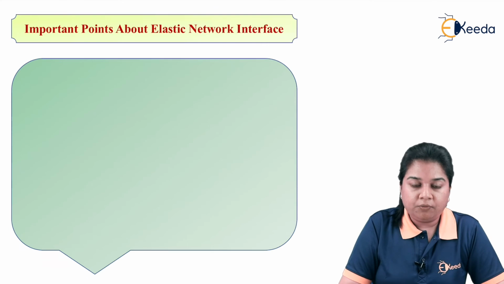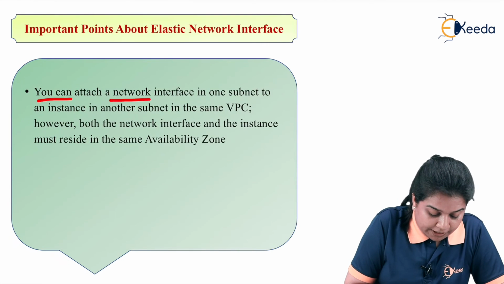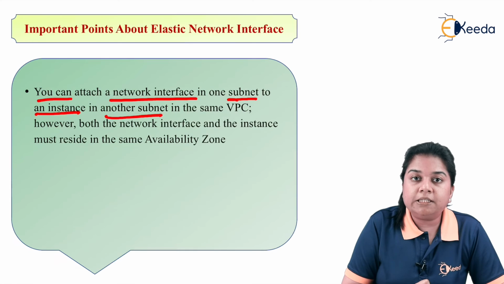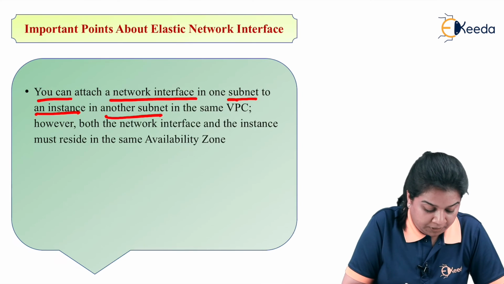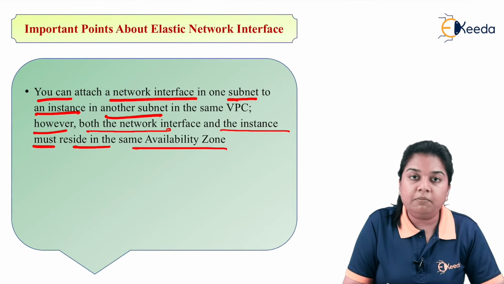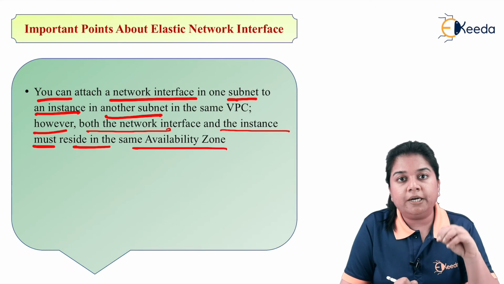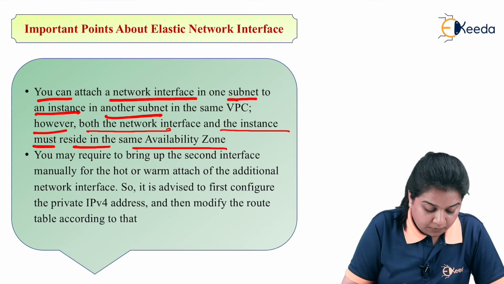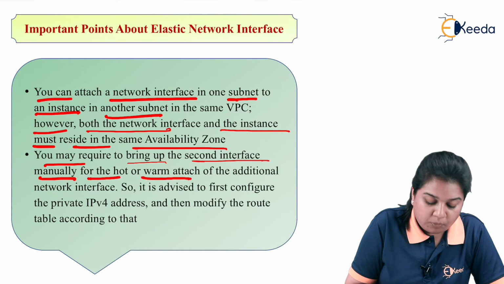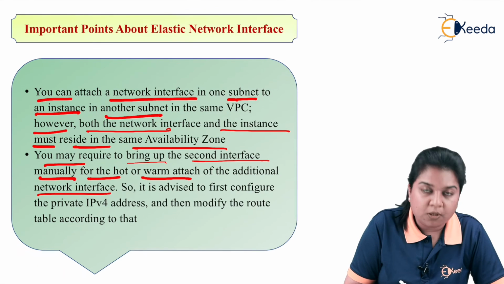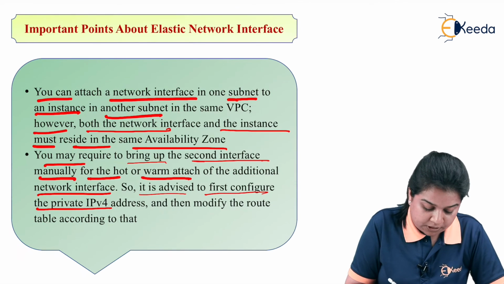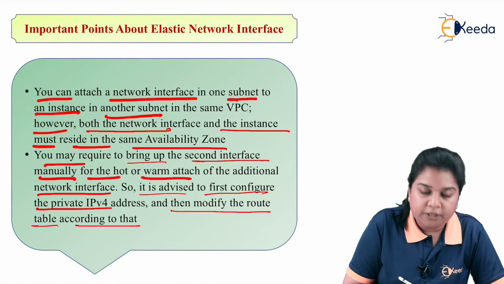Important points about Elastic Network Interface: you can attach a network interface in one subnet to an instance in another subnet in the same virtual private cloud. However, both the network interface and the instance must reside in the same availability zone. You may be required to bring up the second interface manually for the hot or warm attach of the additional network interface. So, it is advised to first configure the private IPv4 address and then modify the route table accordingly.